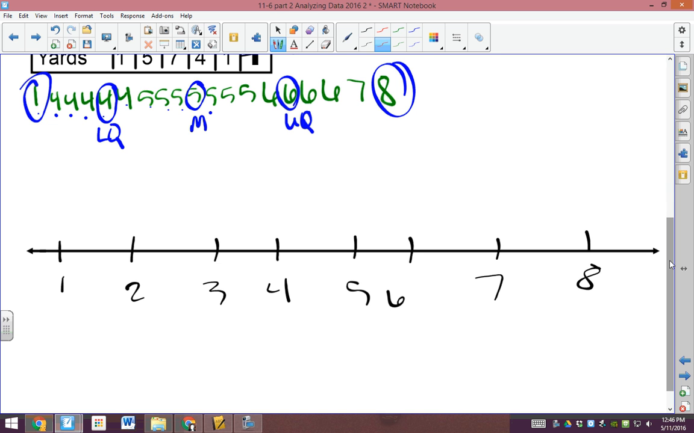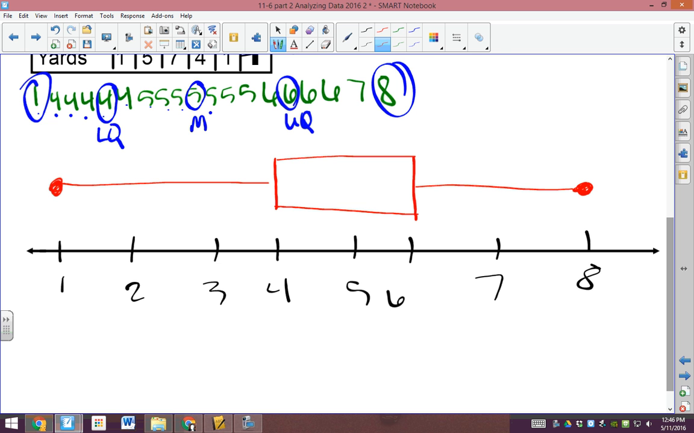Well, let's do the lower and upper quartiles. Those would be the box. Okay, so the lower quartile would be 4, and then the upper quartile 6. So that's the box part of the box and whisker plot. And I know the whiskers go down to the lowest and the highest.